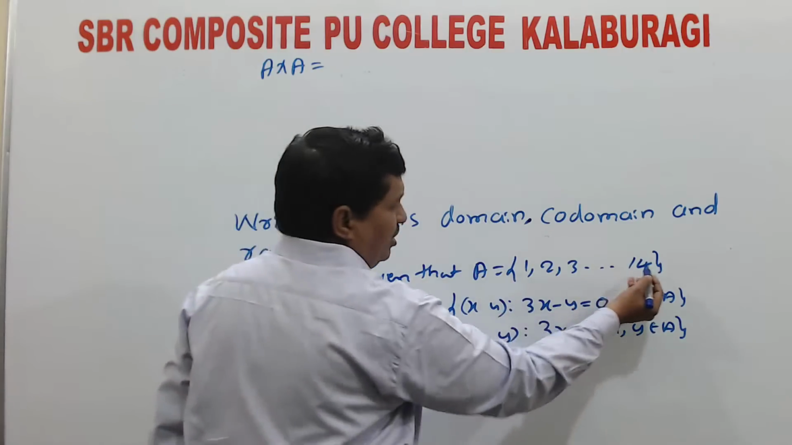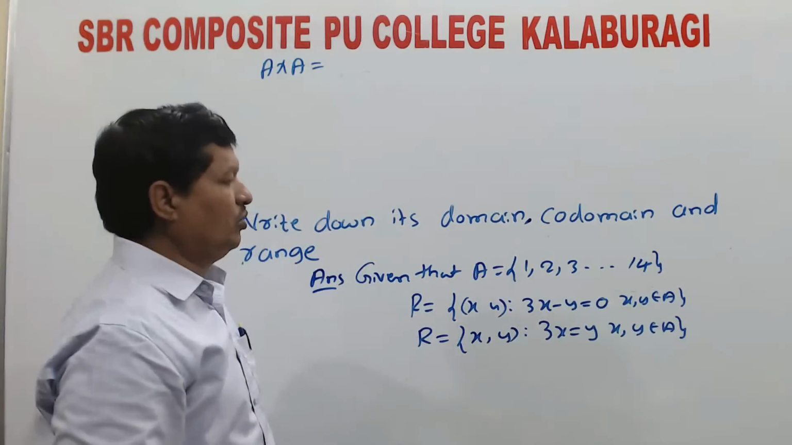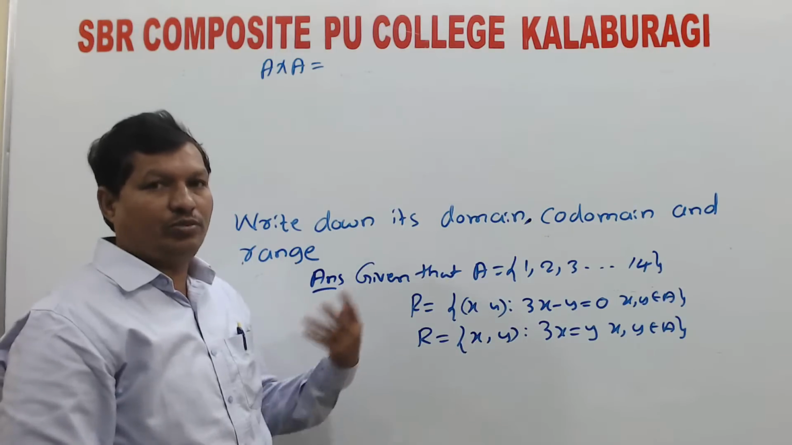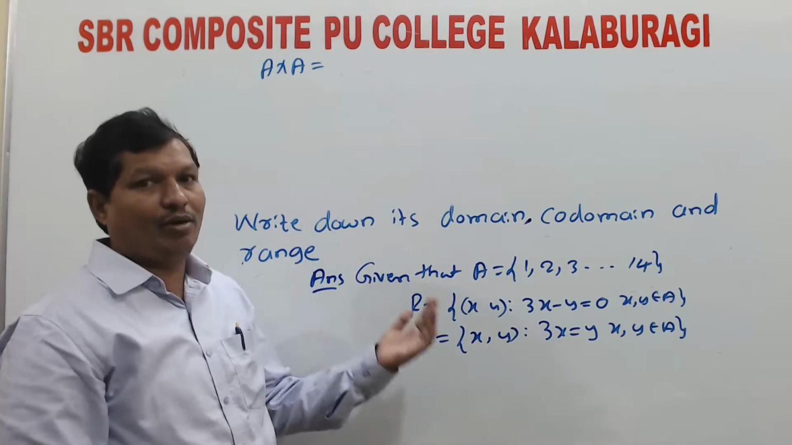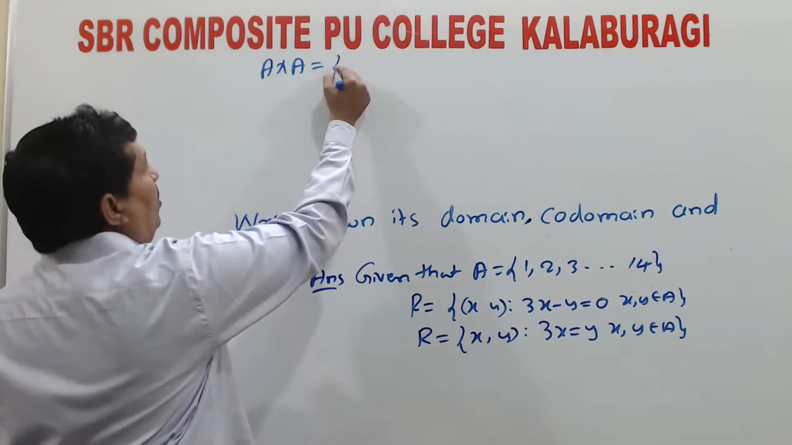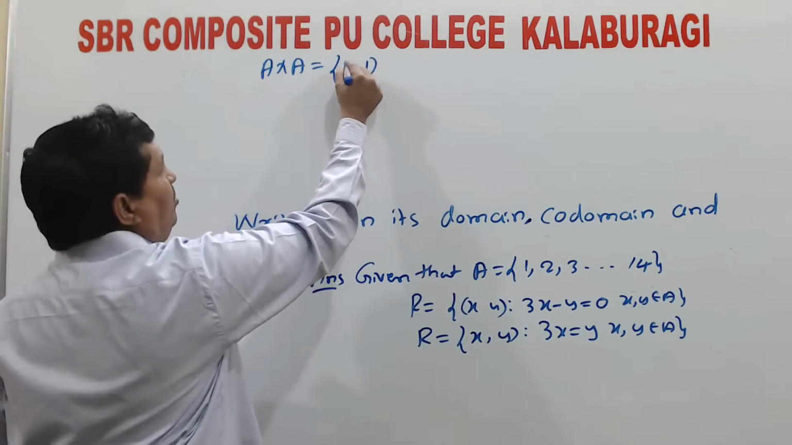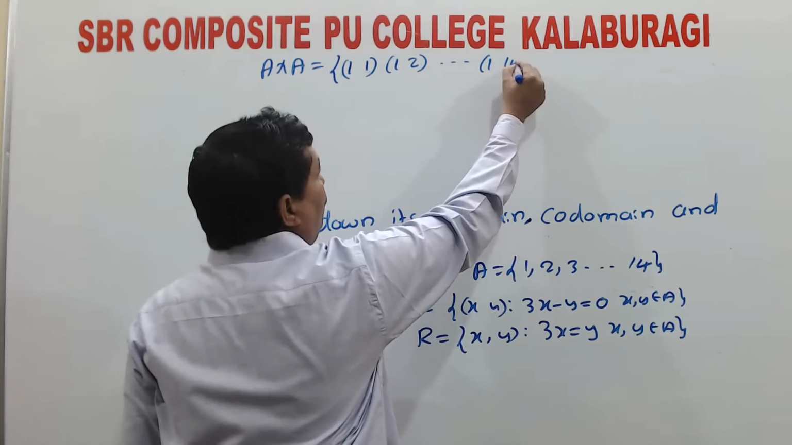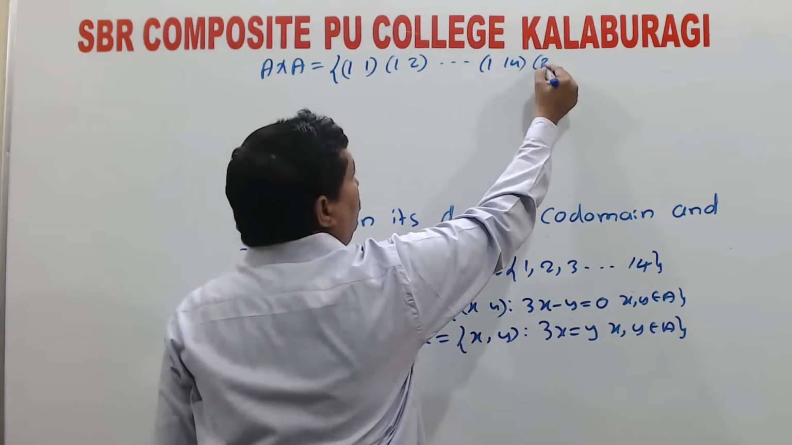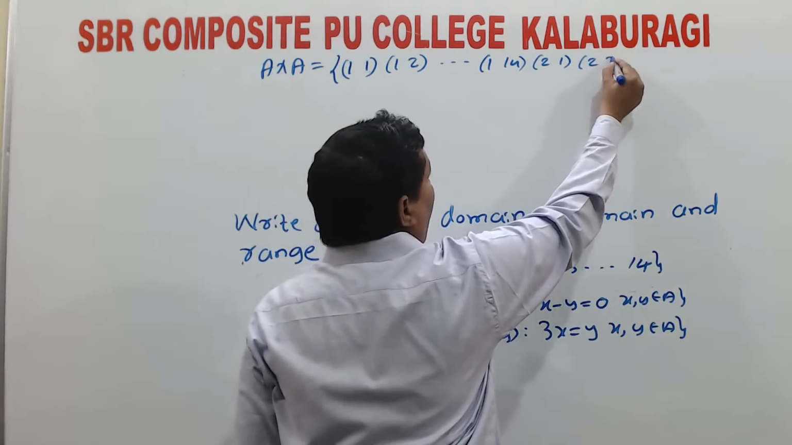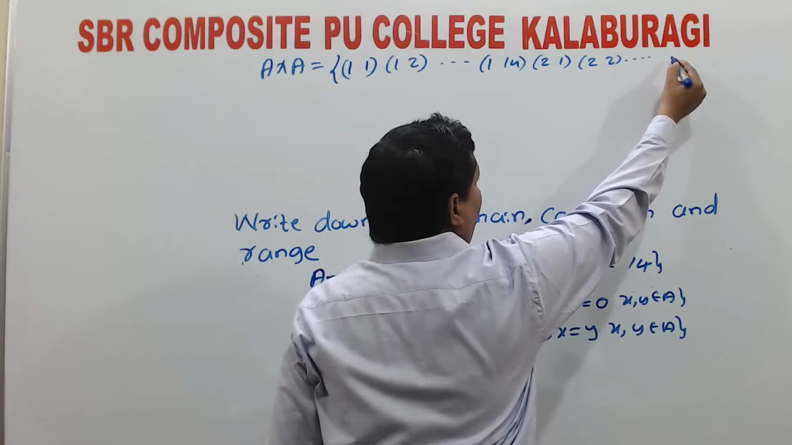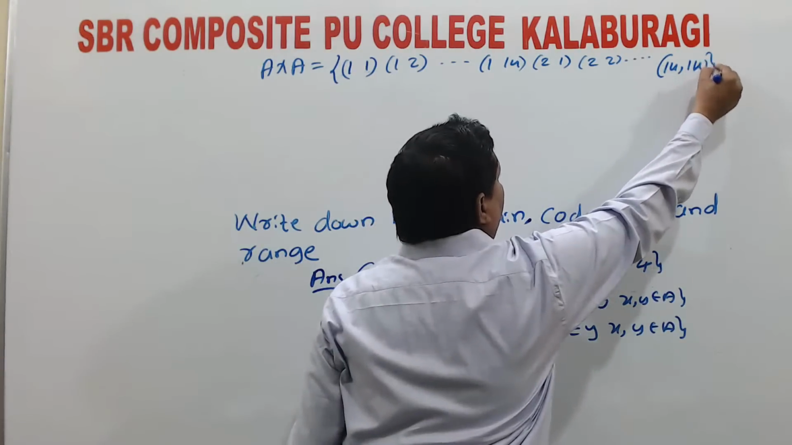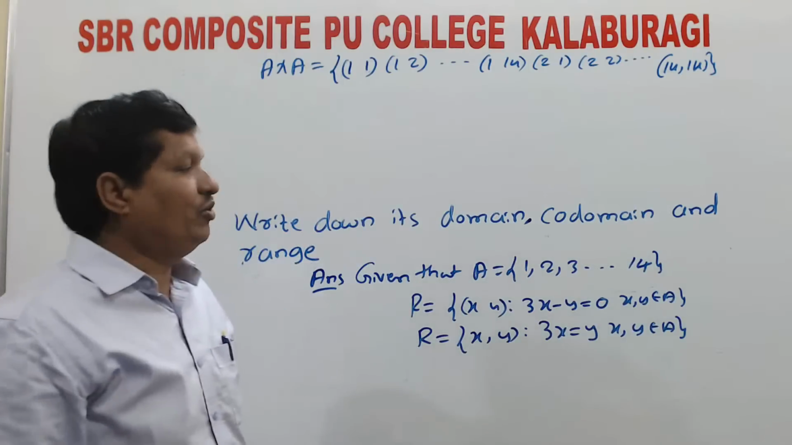A has how many elements? 14 elements. So the number of elements of A cross A is 14 into 14. It is not possible to write all the elements, so I will write some of them. You see here, the elements are 1 comma 1, 1 comma 2, and so on, up to 1 comma 14. Next is 2 comma 1, 2 comma 2, and so on, up to 2 comma 14. What is the last element here? 14 comma 14 is the last element.